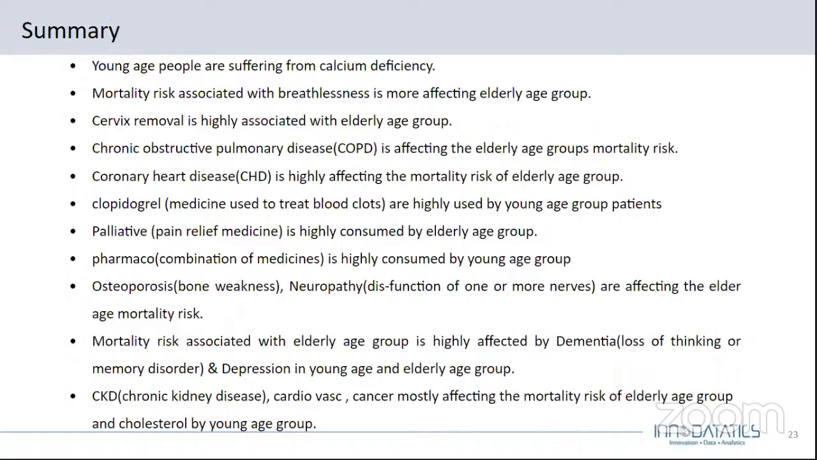These are the summary points that we have observed from each individual chart. Here we can clearly see that main diseases like osteoporosis, neuropathy, depression, dementia, all these diseases are highly affecting the mortality risk of the elderly age group. And the young age group are suffering from calcium deficiency. From this we can see that mostly elderly age groups are having the mortality risk. Next slide.